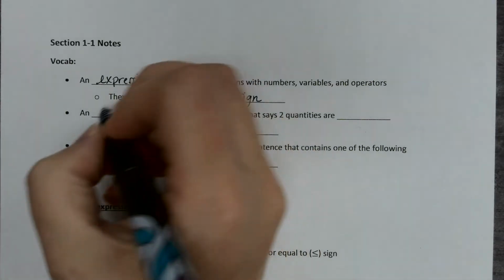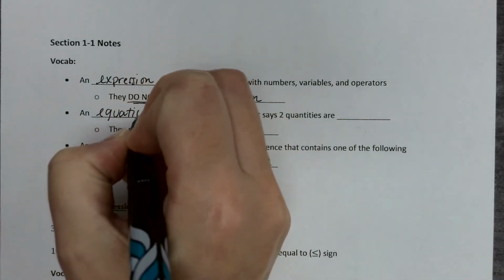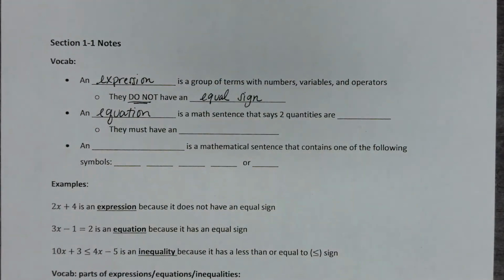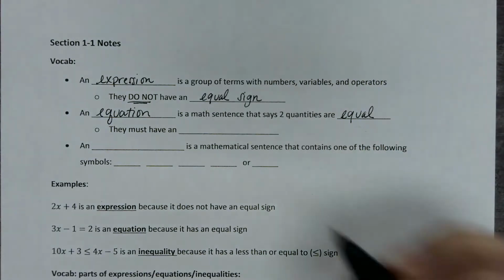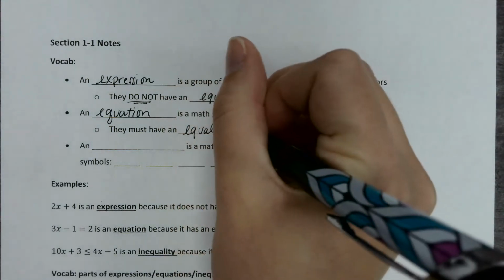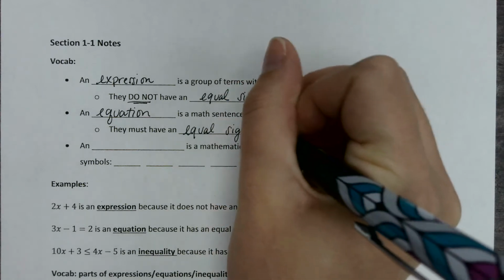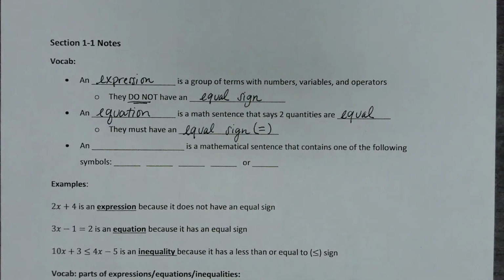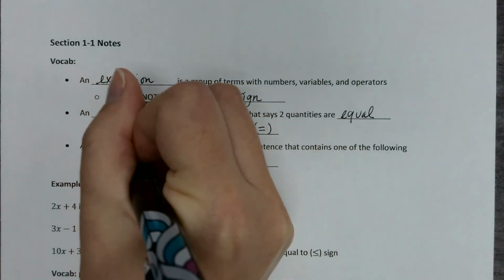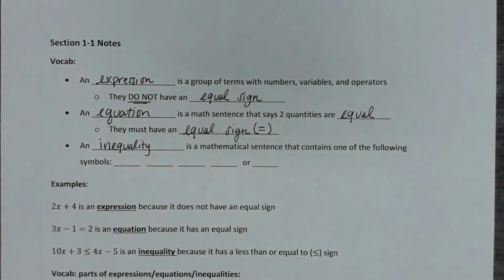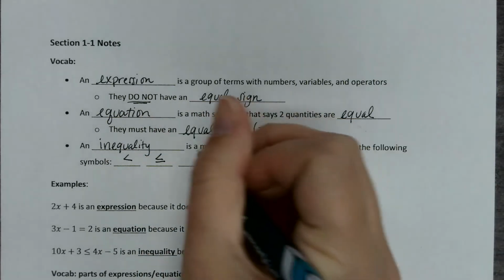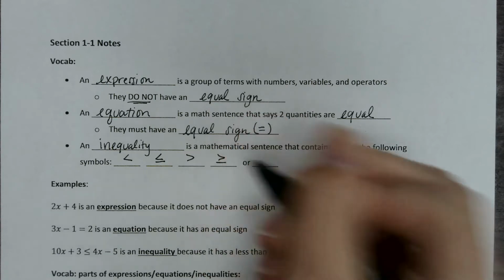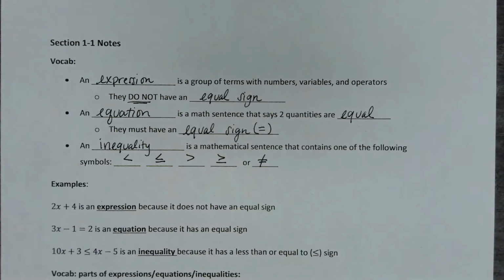So an equation, though, an equation is a math sentence that says two quantities are equal. And they must have an equal sign. And it's going to look like something like this. An inequality is a mathematical sentence that contains one of the following symbols. Something like less than or equal to, or greater than or equal to, or not equal at all.